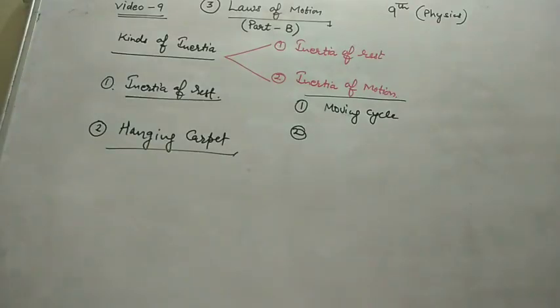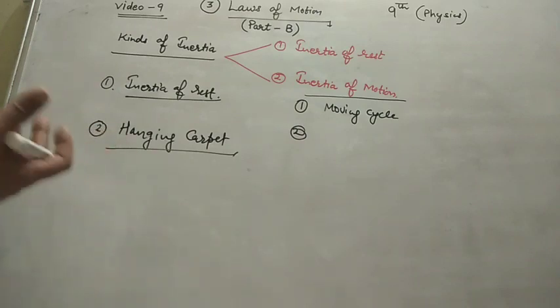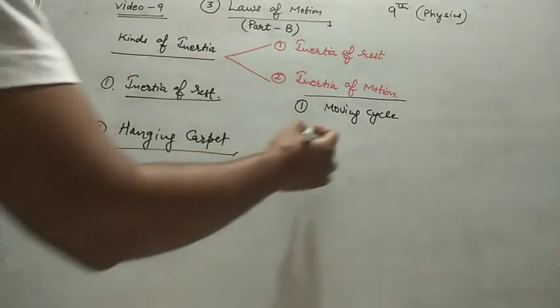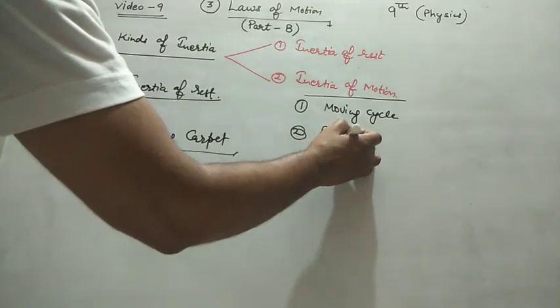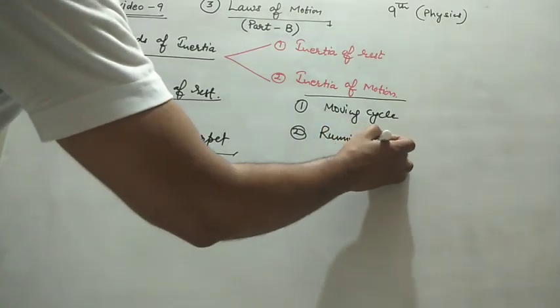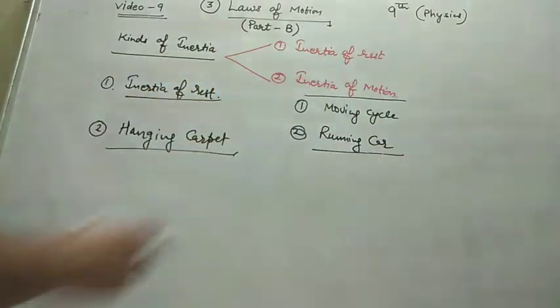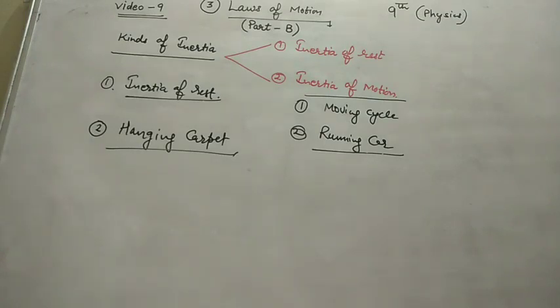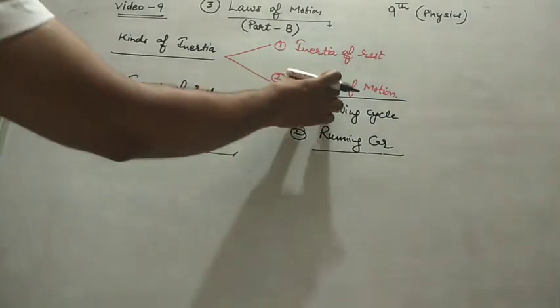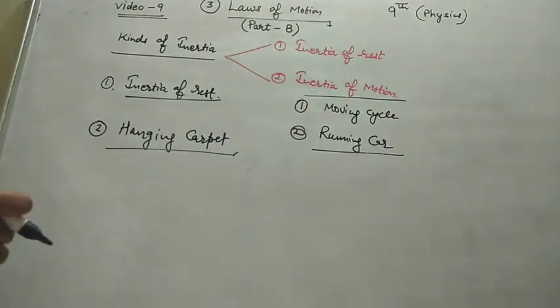Second is, when a running car stops suddenly, the passenger tends to lean forward because the lower part immediately comes to rest. Because the running car is also coming to rest, but the upper part always tries to remain in motion. So due to inertia of motion, the passengers tend to lean forward.